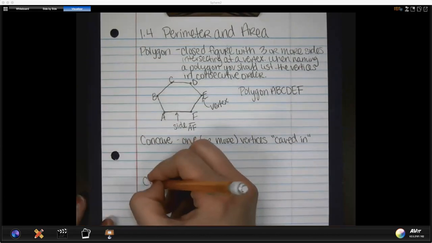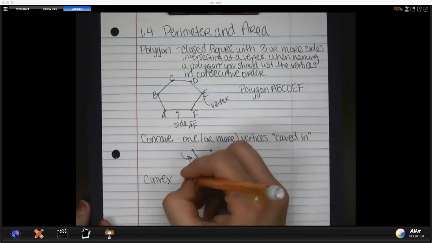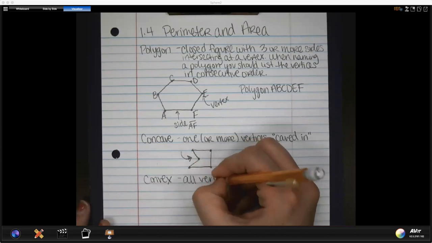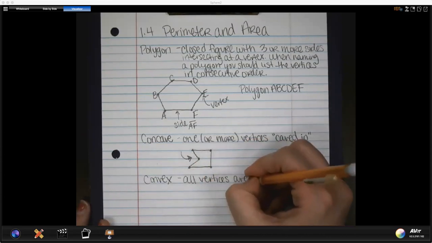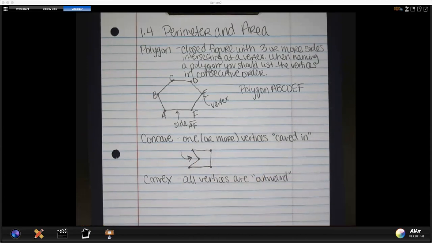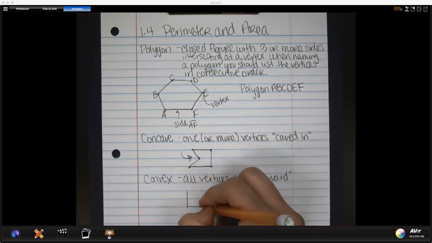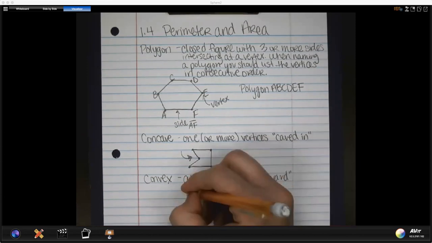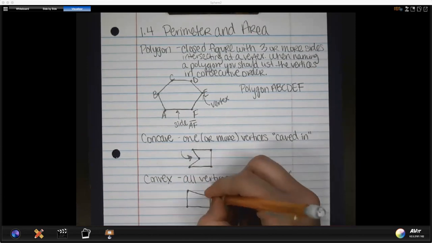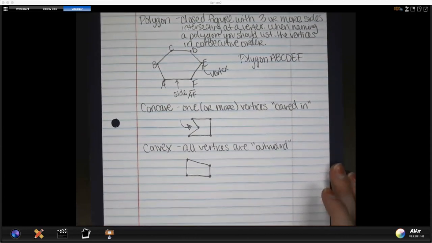Okay, and convex means all vertices are outward. Okay, or pointing out. So you could have, this could be a convex shape. Most shapes that you encounter are convex. Concave is more the abnormal shape.